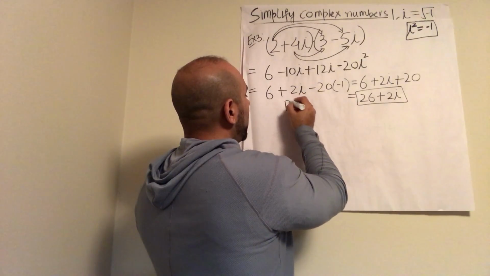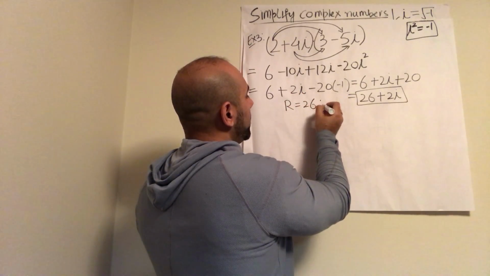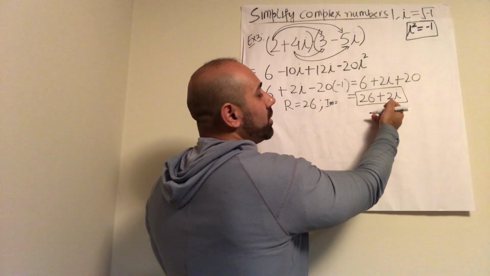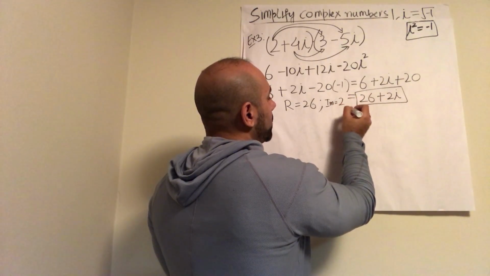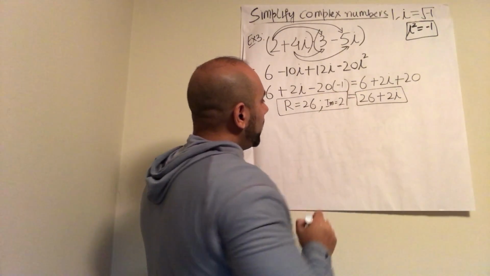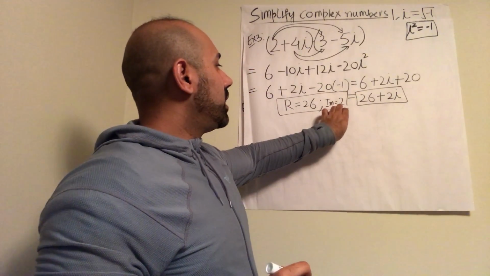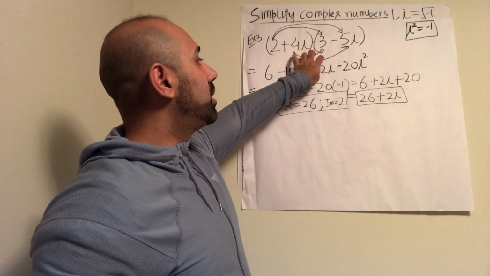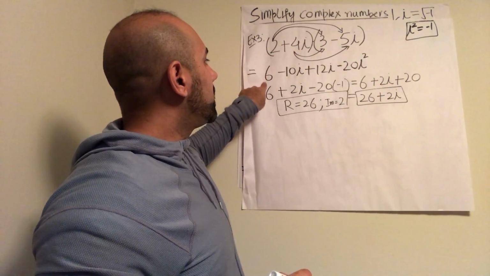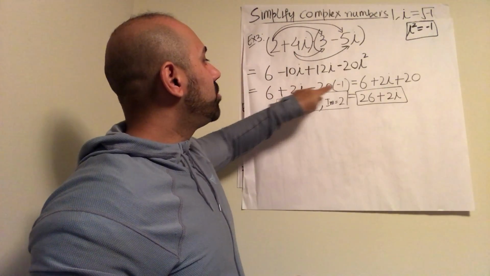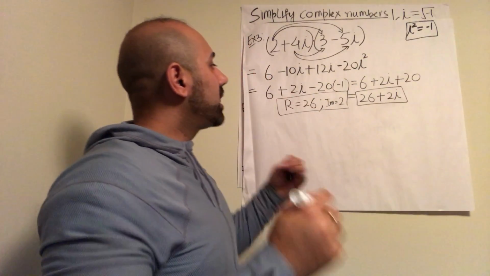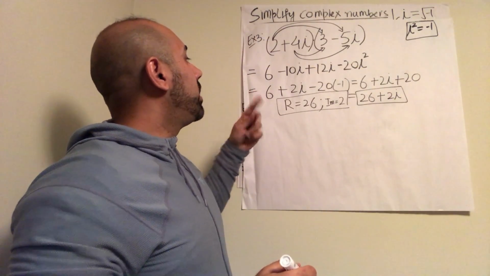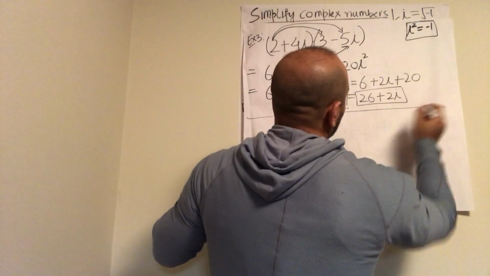So the real part for this example would be 26, and the imaginary part would be the number in front of the i, which is a positive 2. So we have both real and imaginary parts of this complex number, which is simplified by multiplying these two complex numbers. Please look carefully at all the steps. You distribute, then you combine like terms, replace i squared with -1, again combine the real parts, and there you have the product of two complex numbers. So that was the product.